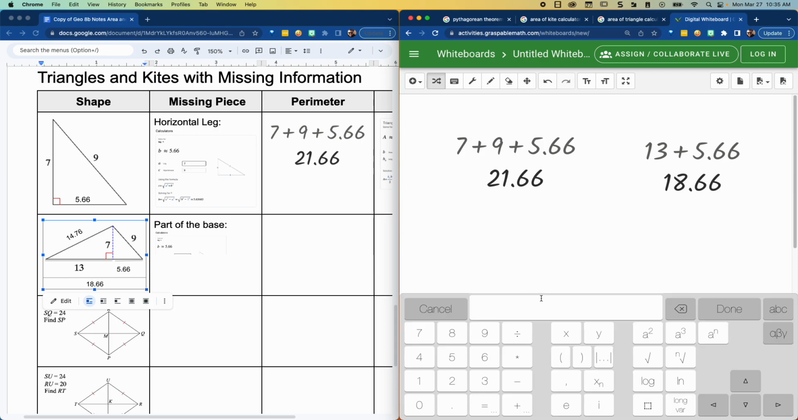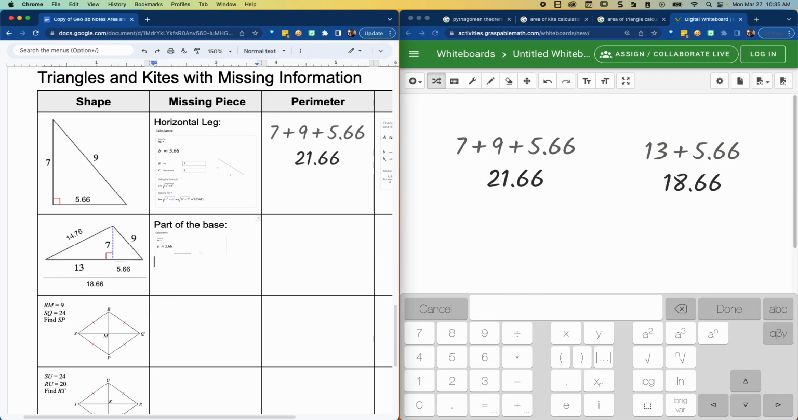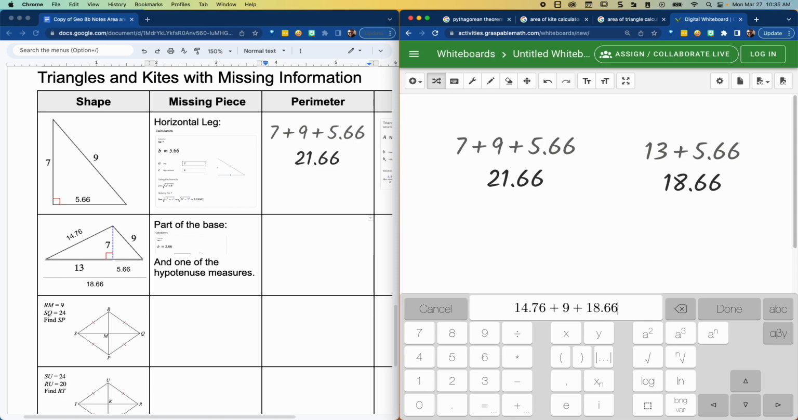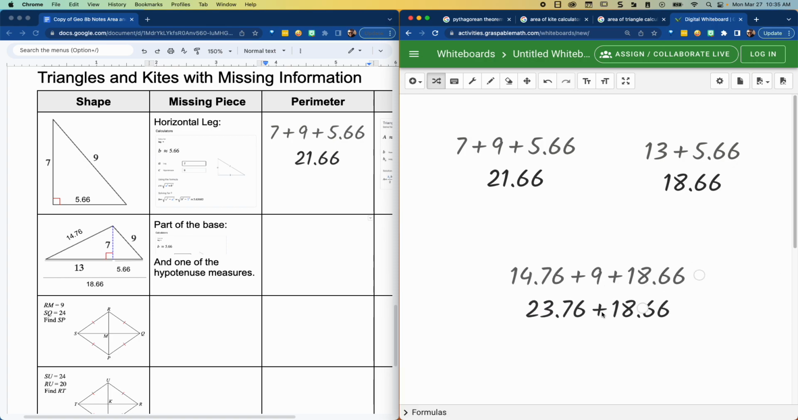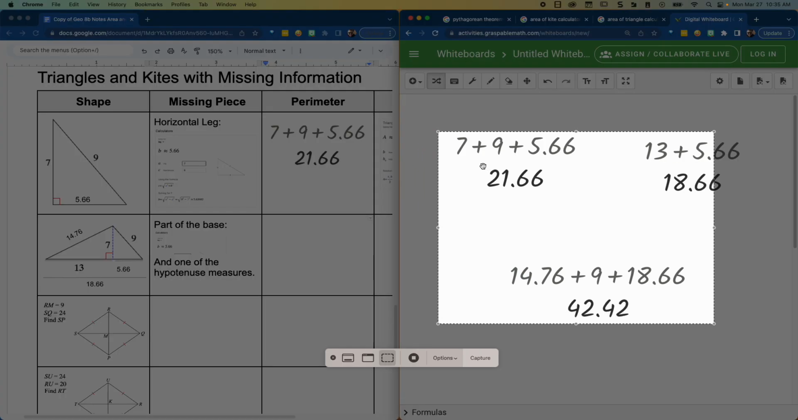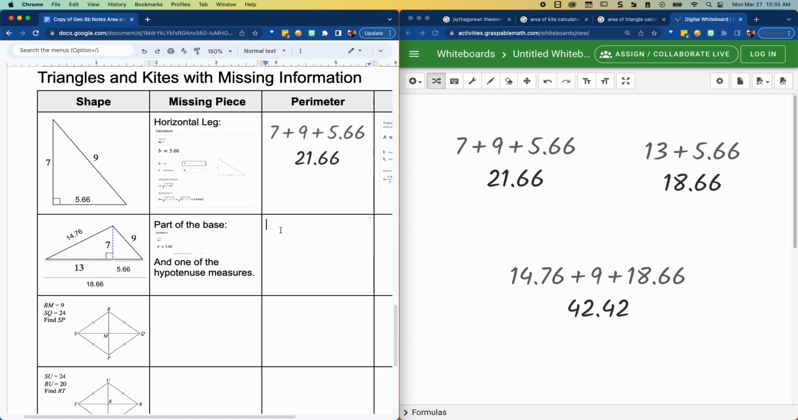Then when I calculate the total perimeter, I need part of the base and one of the hypotenuse measures. You don't have to screenshot every single piece of your work, but it's helpful to know where we're finding each of these calculations. To calculate that perimeter, I have to add those numbers together. So I have 14.76 plus 9 plus 18.66. There we go, and that total is 42.42. So I'll screenshot that, capture it, and put it in here.